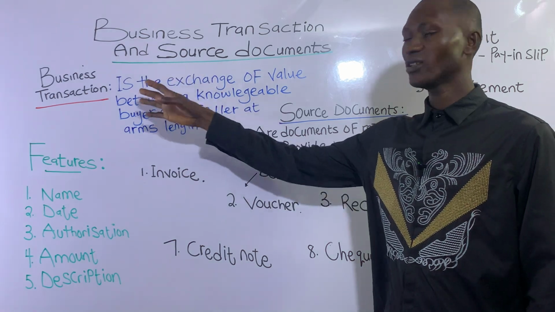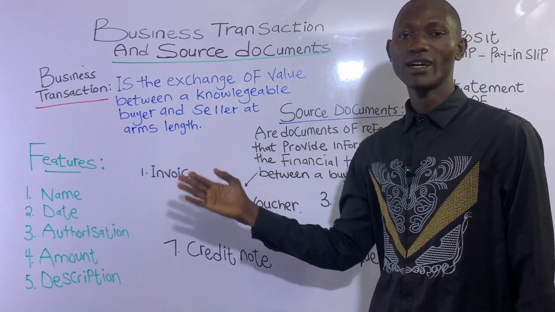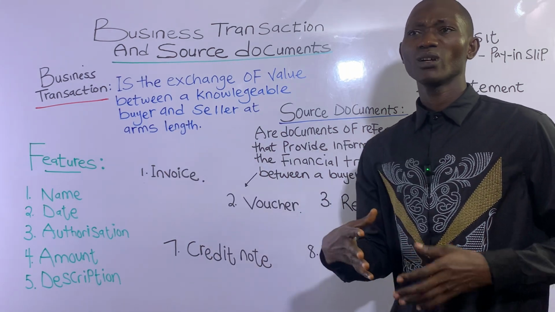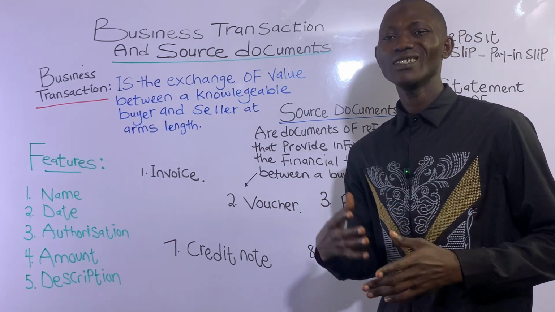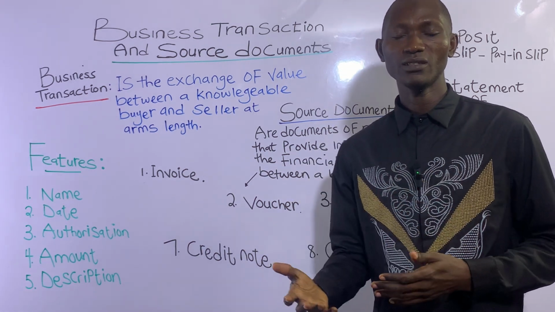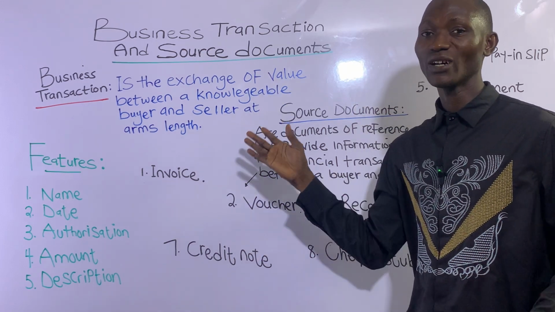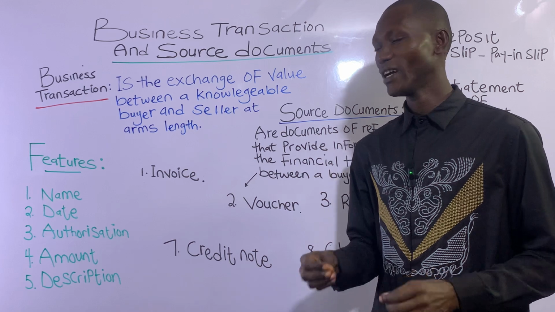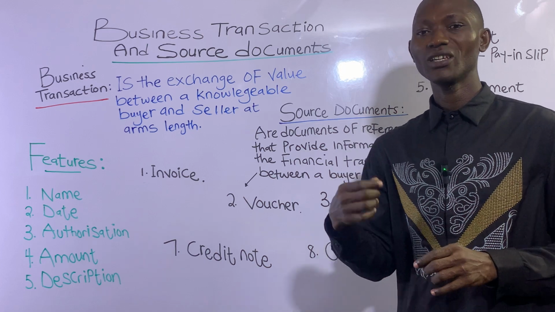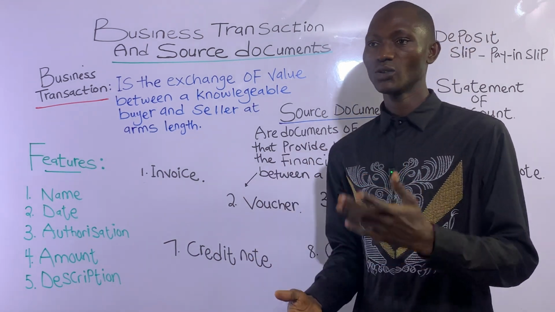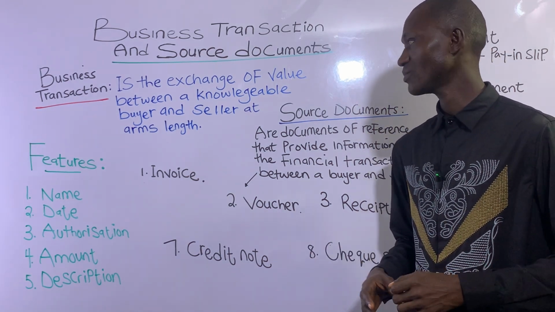Business transaction, let's start with business transaction. It is the exchange of value between a knowledgeable buyer and seller at arm's length. So a business transaction usually involves a buyer and a seller, and in every business transaction, one party must be giving and the other party must be receiving. Because it's financial accounting as a course that we are talking about, and it has to do with money, the buyer most often is considered the giver because the buyer is giving out money. So the seller is often considered the receiver in every business transaction.